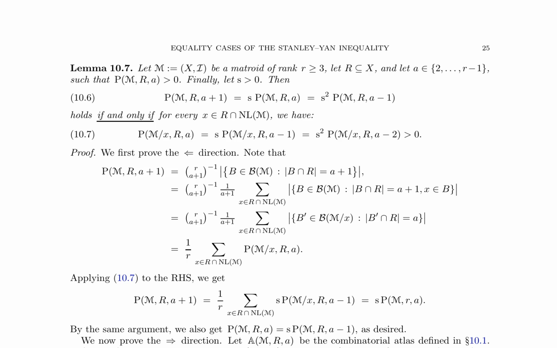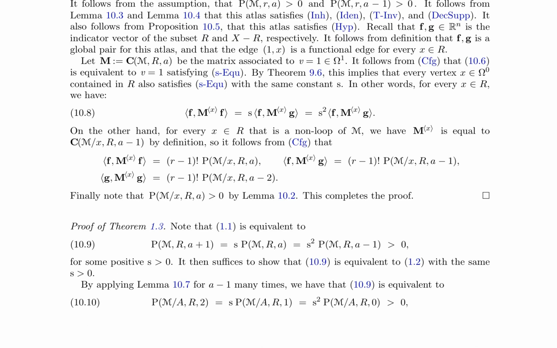The research paper discusses various aspects of matroids, focusing on the Stanley-Yan inequality and its implications. It begins by introducing a lemma that establishes a relationship between the matroid's rank and the parameters of the inequality. This lemma is then used to prove a theorem, which is a central part of the paper. The theorem demonstrates the equivalence between 2 sets of conditions, involving the matroid's parameters and the inequality's parameters. This equivalence is crucial for understanding the properties of matroids and their applications.